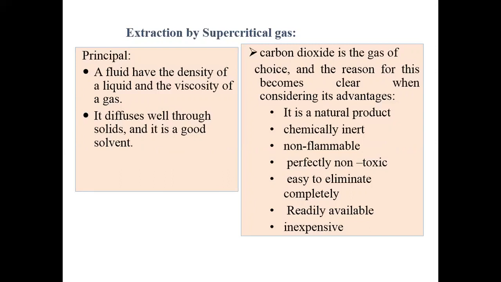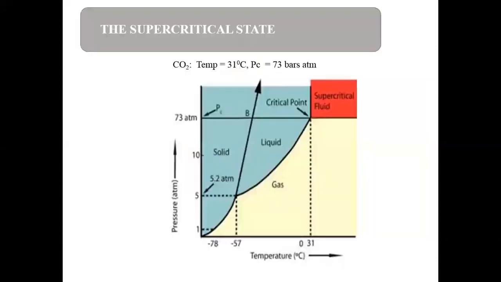Why is carbon dioxide used as a source? Carbon dioxide is the gas of choice, and the reason for this becomes clear when considering its advantages. It is a natural product, chemically inert, non-flammable, perfectly non-toxic, easy to eliminate completely, readily available and inexpensive. That's why carbon dioxide is mostly the choice for this purpose.